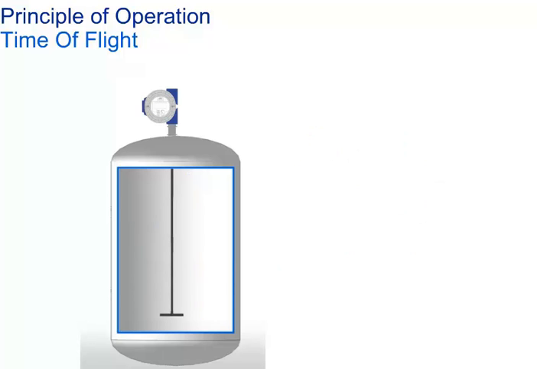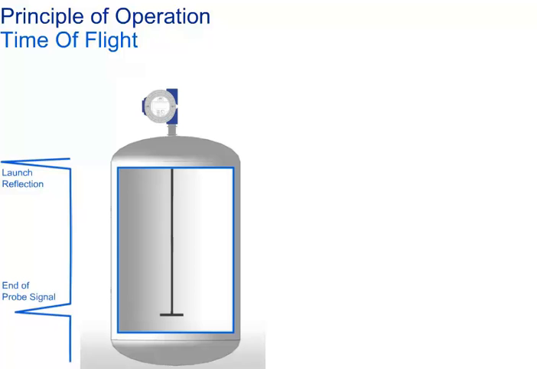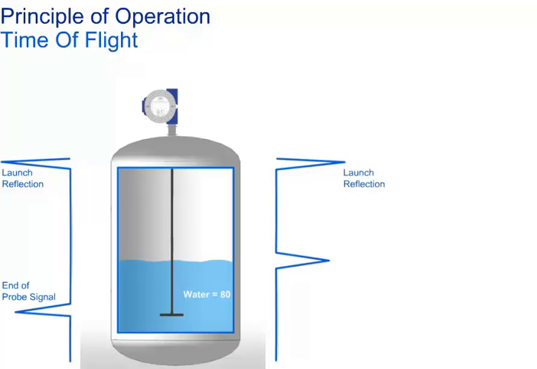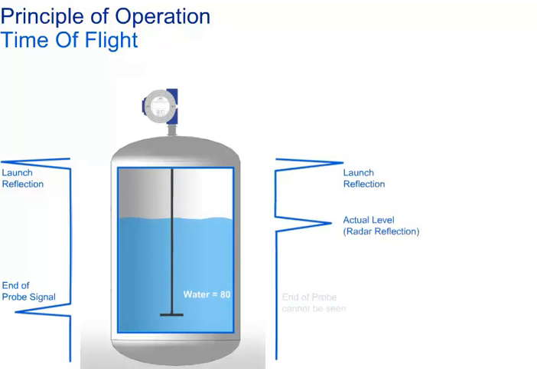Let's look at a few examples of the use of guided wave radar. In this example, we will look at the use of guided wave radar in a high dielectric fluid, such as water. With the vessel empty, the radar signal travels to the end of the probe, and a large reflection is created. As the vessel is filled, the energy reflected from the liquid surface is so great that the level is easily seen, and the end of the probe is no longer visible.